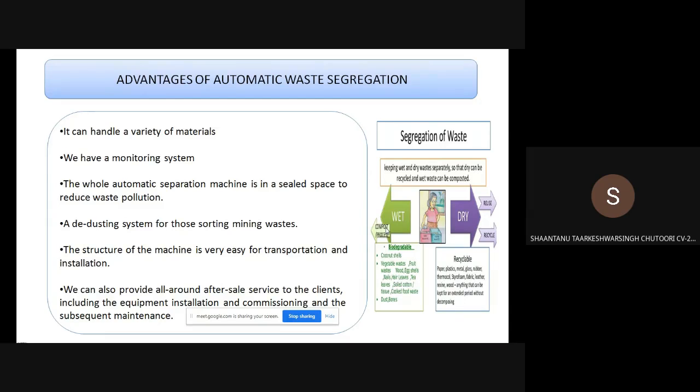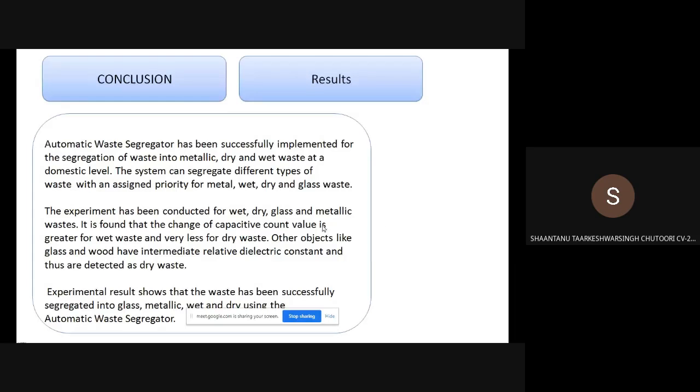What we have concluded and the result we have obtained is that this automatic waste segregator has been successfully implemented for the segregation of waste into metallic, dry, and wet waste at a domestic level. The system can segregate different types of waste with an assigned priority for metal, wood, dry, and glass waste. The experiment has been conducted for wet, dry, glass, and metallic waste, and we found that the change of capacitive count value is greater for wet waste and very little for dry waste. Other objects, such as glass and wood, have intermediate relative dielectric constants and thus are detected as dry waste. Our experimental results have shown that the waste has been successfully segregated into the appropriate bins using the automatic waste segregator. Thank you.